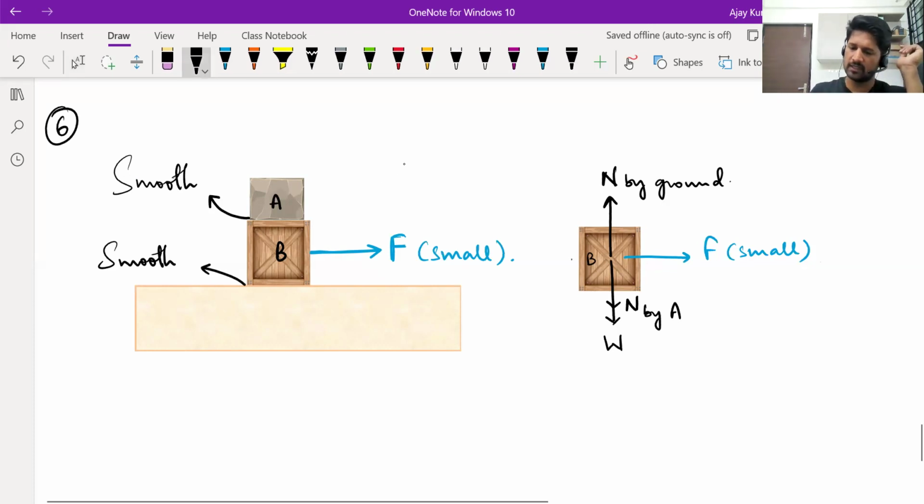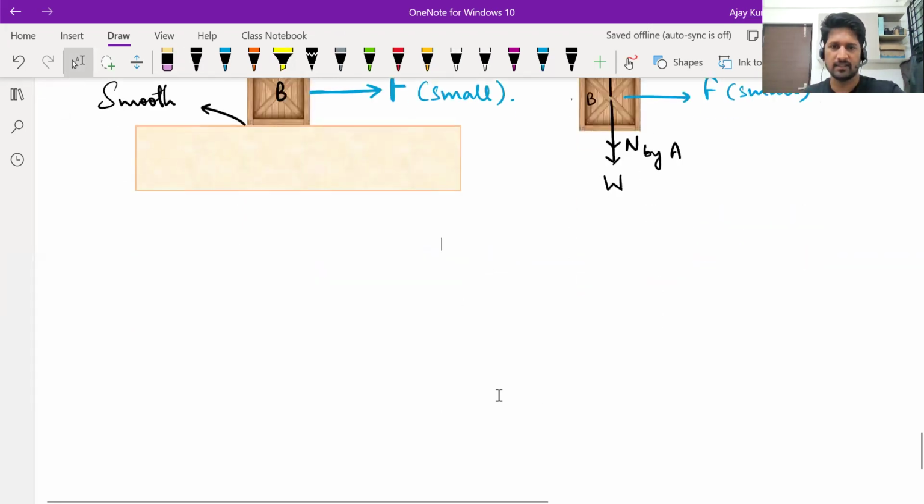The only forces acting on A are its weight and normal force. There is nothing acting on it horizontally. Okay, so even if B goes forward, let us visualize that. Okay, wait, B is stuck to this thing. Never mind. Even if B goes forward, A stays there itself. Just a moment.